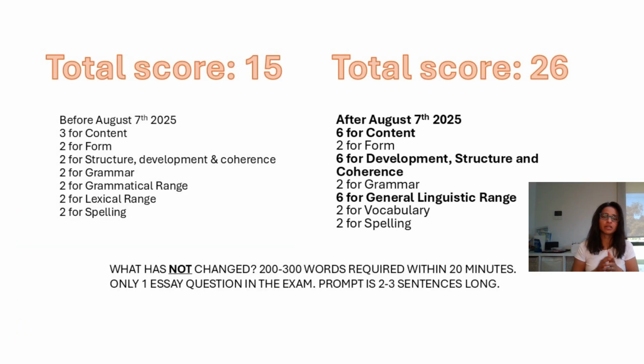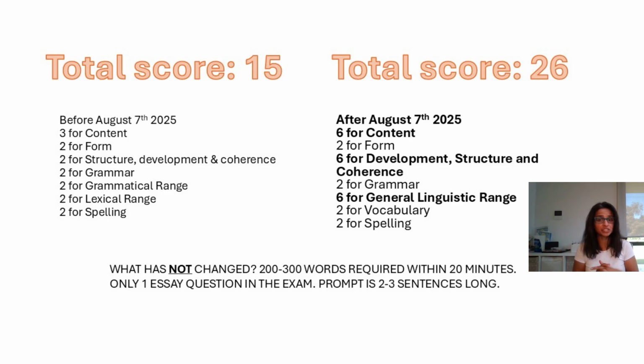Okay? Let's talk about the changes before and after August the 7th. Previously, you needed a total score of 15, and this is how they broke it down. They gave you 3 points for content, and everything else was 2. Okay, 2 for form, 2 for structure, development, and coherence, 2 for grammar, 2 for grammatical range, 2 for lexical range, and finally 2 for spelling.